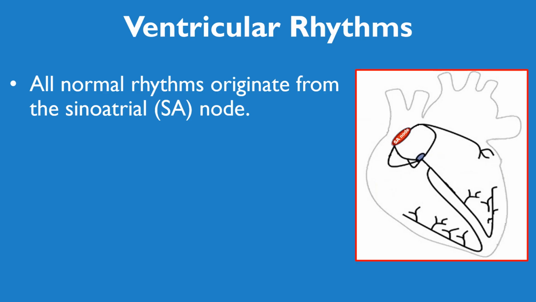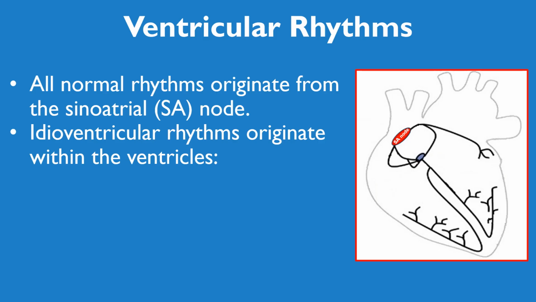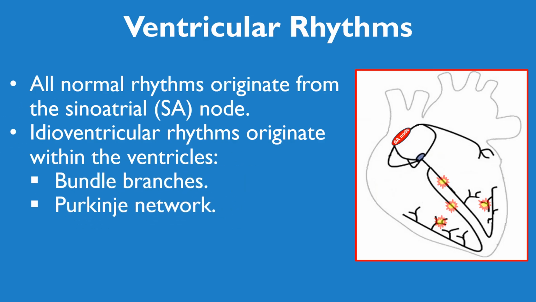All normal rhythms originate from the sinoatrial node, or the SA node. Ventricular rhythms originate within the ventricles, and those locations can be anywhere within a bundle branch or within the Purkinje network, but it will be outside of the SA node, and it's considered to be an ectopic rhythm.